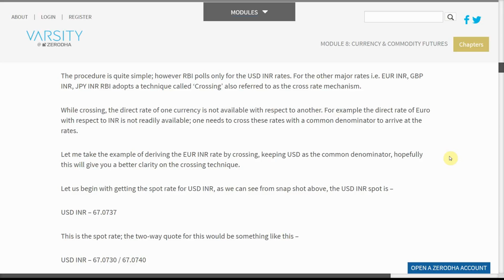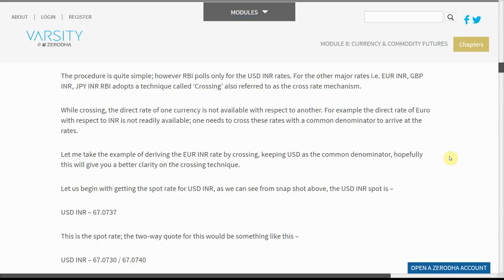Let me take the example of deriving the Euro INR rate by crossing, keeping USD as the common denominator. Hopefully this will give you a better clarity on the crossing technique. Let us begin with getting the spot rate for USD/INR. As we can see from the snapshot above, the USD/INR spot is 67.0737. This is the spot rate.